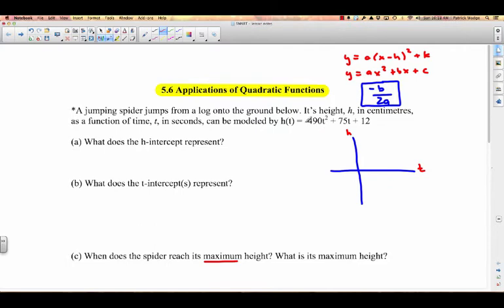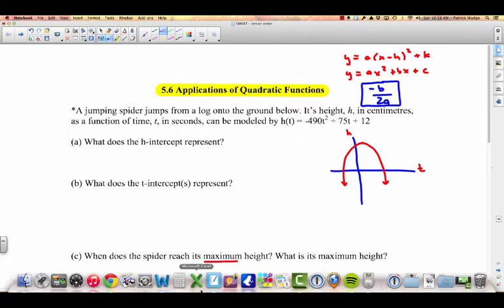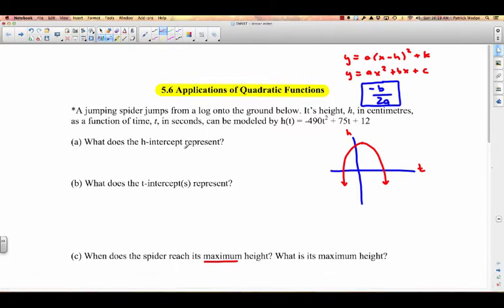As you can see, the a value is negative, so we know the parabola faces downwards. I don't know what it looks like, so I'm just going to draw something like this. It definitely faces downwards, which means we have a maximum point, and that's good because the question talks about maximum right here. So we want to know what the h-intercept represents.